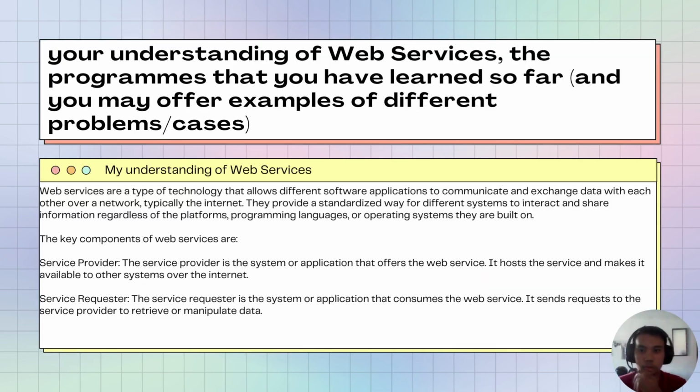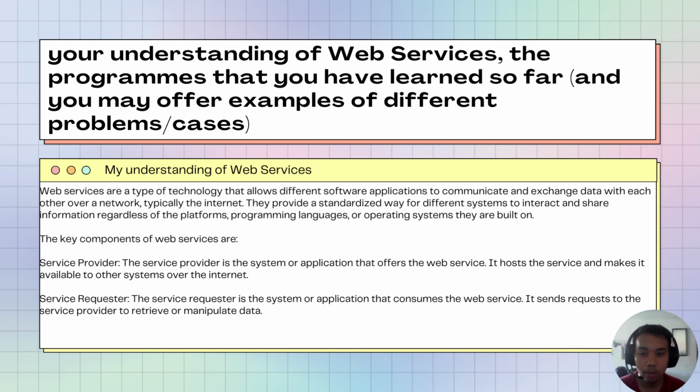Okay, we move on now to your understanding of web service, the programs that you have learned so far, and you may offer examples of different problems slash cases. So we go to my understanding of web services first. Web services are a type of technology that allows different software applications to communicate and exchange data with each other over a network, typically the internet. They provide a standardized way for different systems to interact and share information regardless of the platforms, programming languages, or operating systems they are built on.